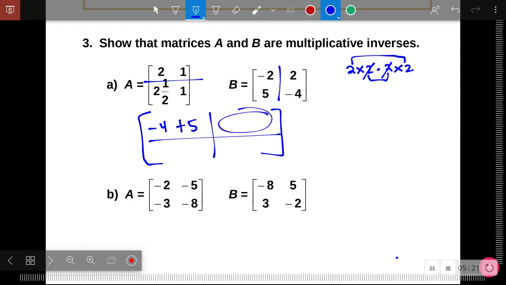Then I'm going to switch to this corner, which is in the top right. So once again, I'm going to be using these numbers and these numbers. And I'm going to go 2 times 2 would be 4. And then 1 times negative 4 is negative 4.